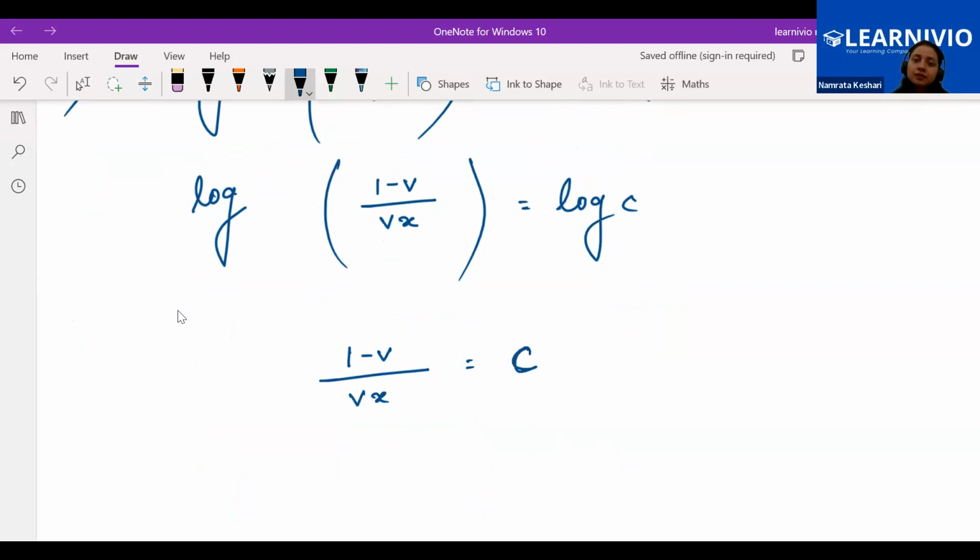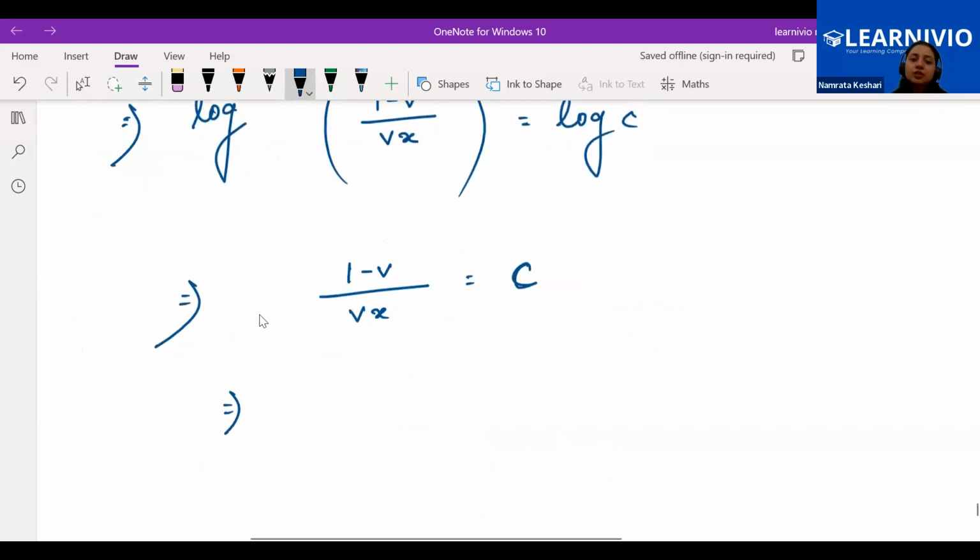Is it clear? Now the v value we just need to put over here. If any more simplification is possible, we can do it over here. Are you getting it, Murtaza? Yes, ma'am. Got it. So this is how we will do it.